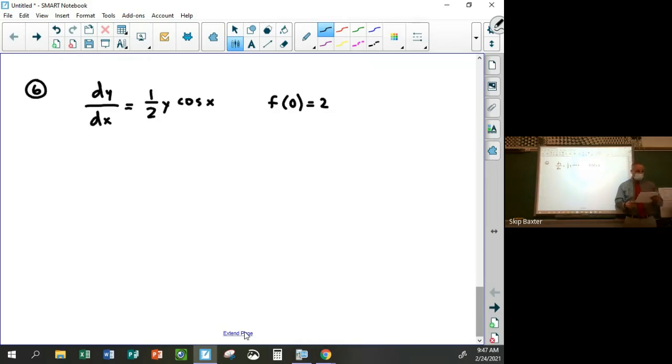The third choice is the slope of f of x at the point 0, 2 is 1. That's just saying if I substitute in x equals 0 and y equals 2, I get 1. Well, let's try it. If I do 1/2 of 2 times cosine 0, that's definitely 1, because the cosine of 0 is 1. This is just 1. So that one's true. So the answer must be B. 2 and 3 are true. Everybody understand that?